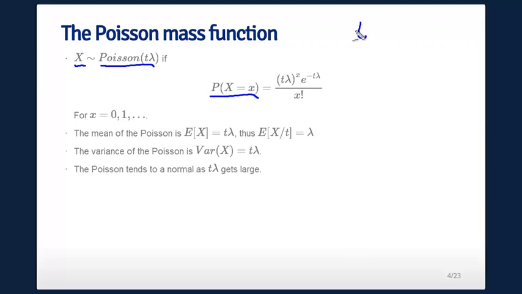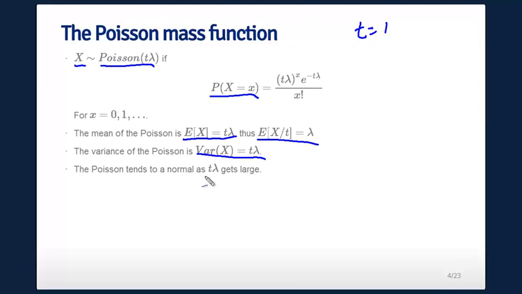Often, in many cases t equals 1, so you might specify this in terms of lambda. So the mean of the Poisson random variable is expected value of x equal to t lambda. And so of course that means the expected value of x over t is lambda. And then the variance is equal to the mean. That's an interesting fact about the Poisson.